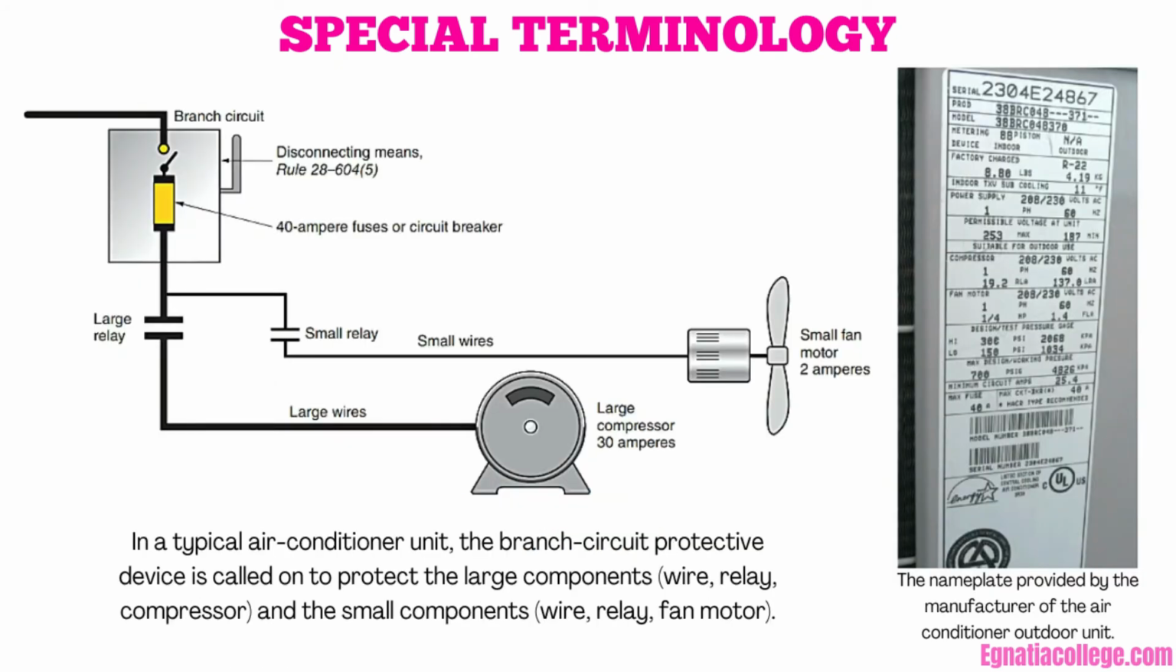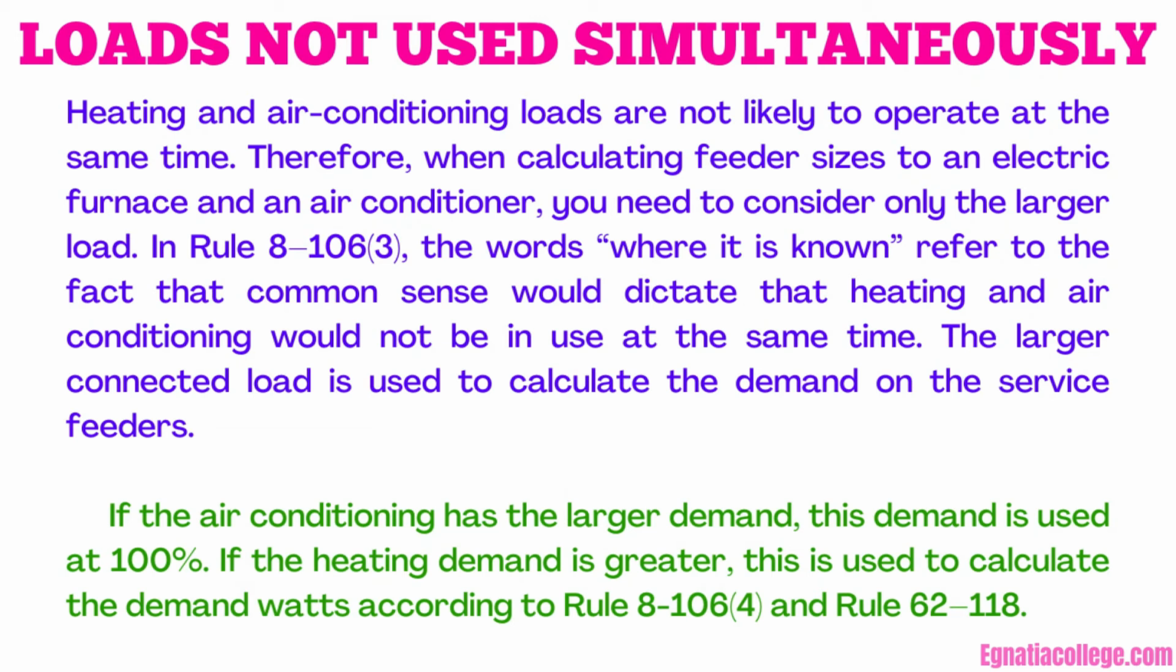The air conditioner requires a motor-rated disconnect to be installed within 3 meters and within sight of the unit, Rule 28-604-5. Loads not used simultaneously. Heating and air conditioning loads are not likely to operate at the same time. Therefore, when calculating feeder sizes to an electric furnace and an air conditioner, you need to consider only the larger load.